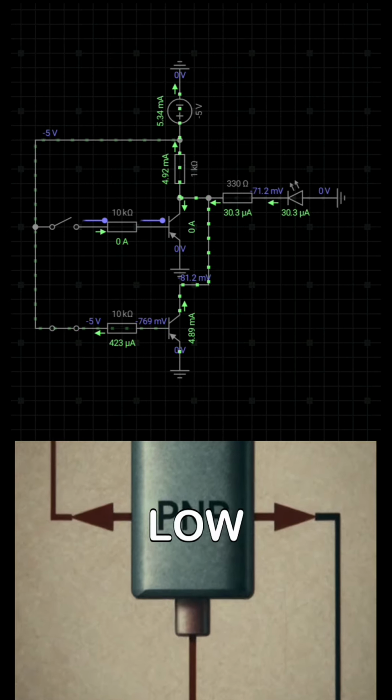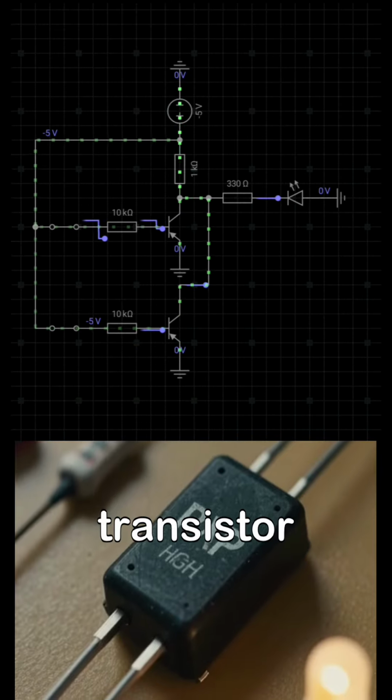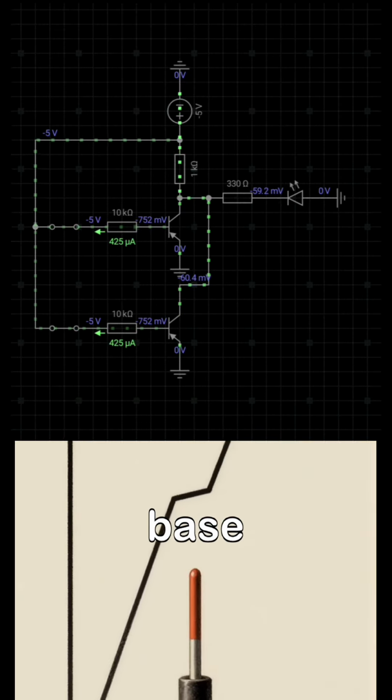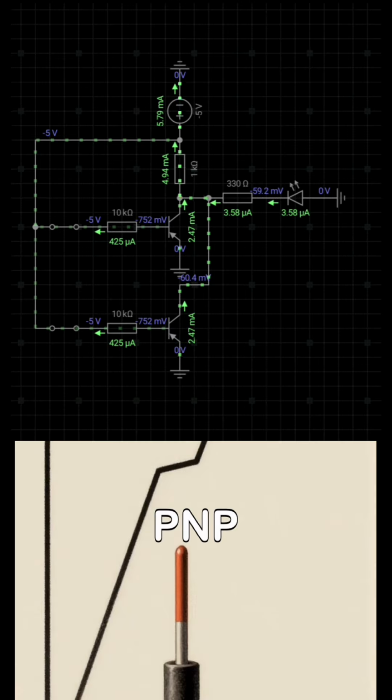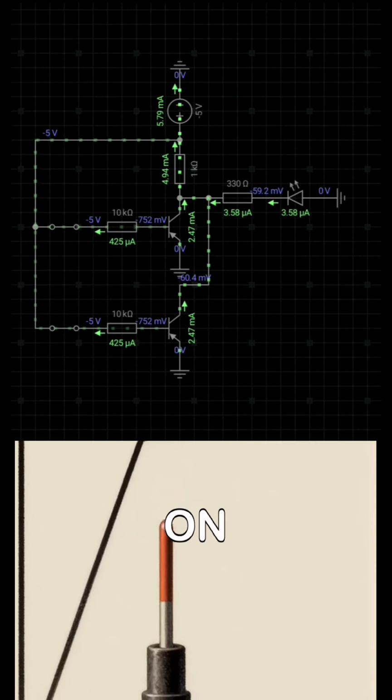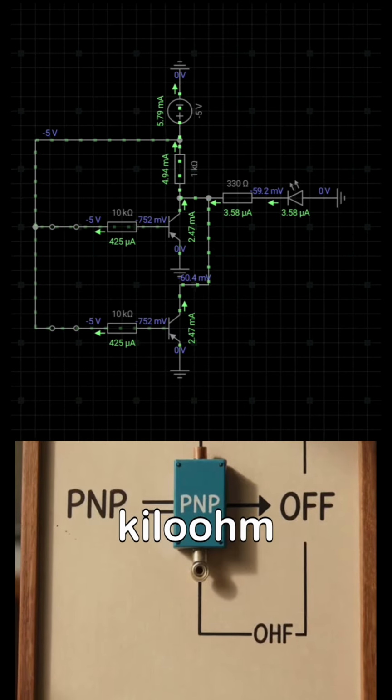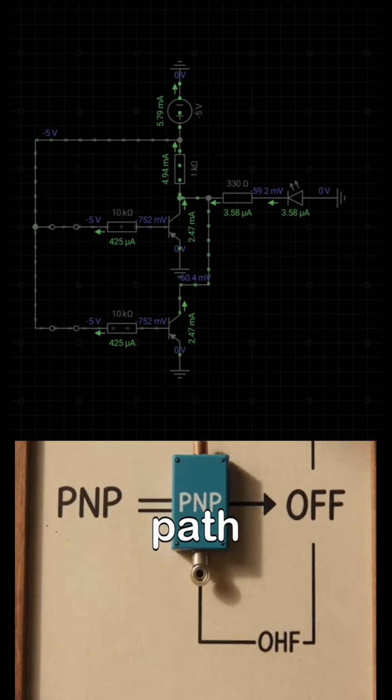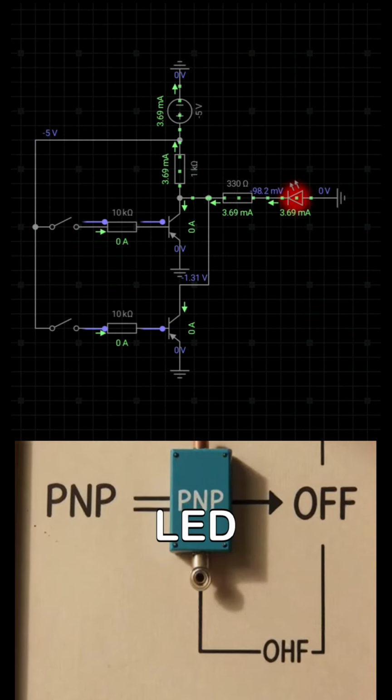When both inputs are low, their voltages pull the transistor base downward. This makes the base more negative than the emitter, so the PNP transistor turns on. Current flows through the 1 kilo-ohm resistor and the LED path, making the output high and the LED glow.